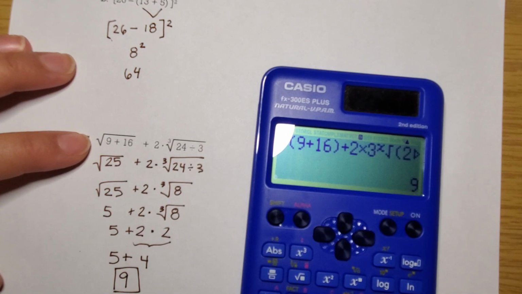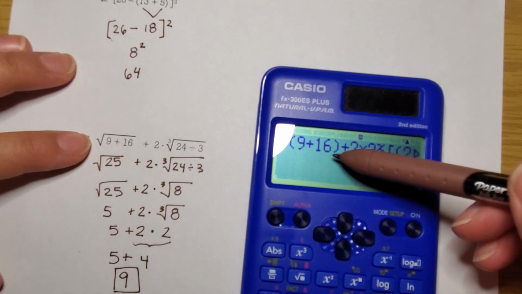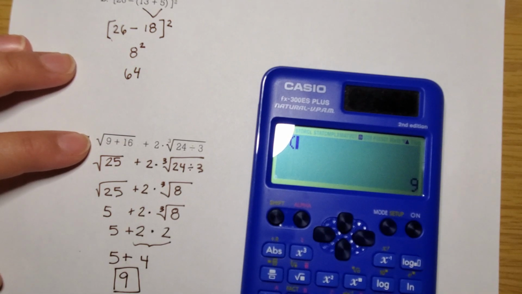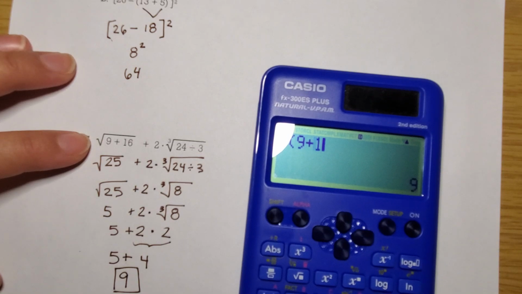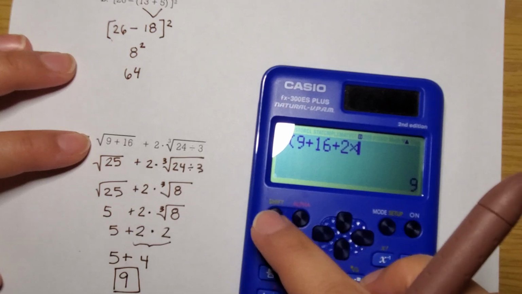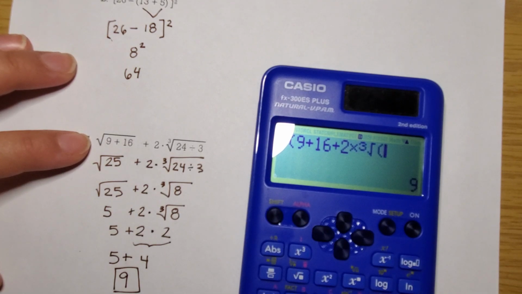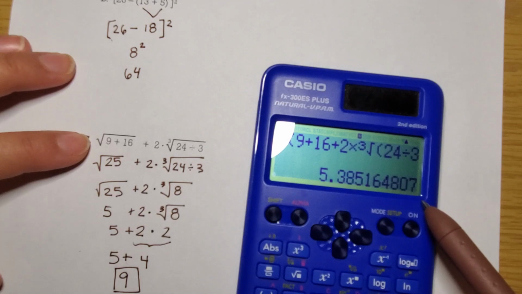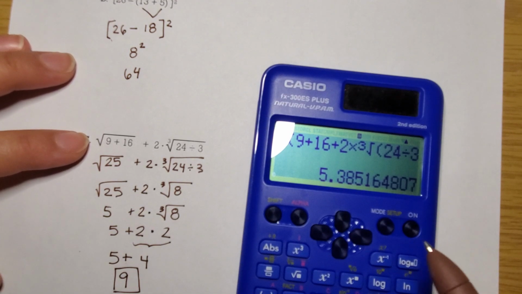Just to show you what happens if I don't close those parentheses, it's going to give me the wrong answer. So let's see, if I forgot to close my parentheses, cubed root of 24 divided by 3, see, it gives me a very different answer. So the calculator is going to do what you tell it to do. So you want to make sure you're telling it the right thing.